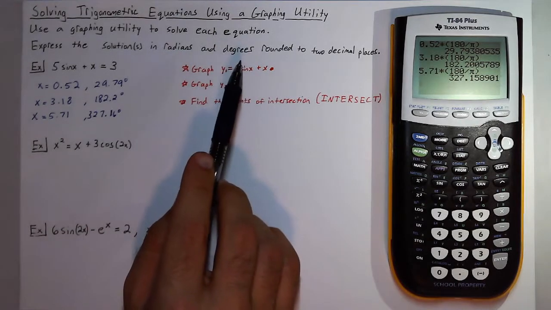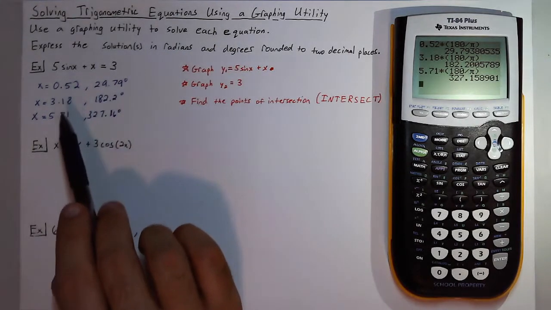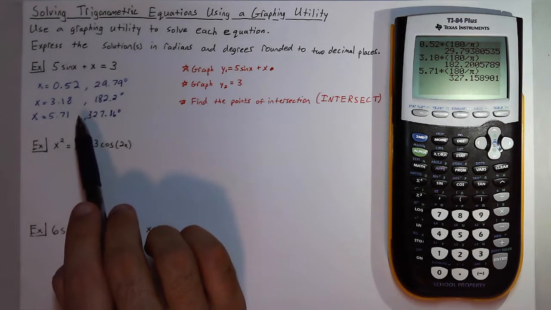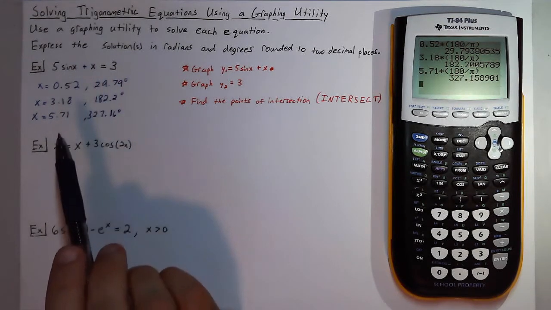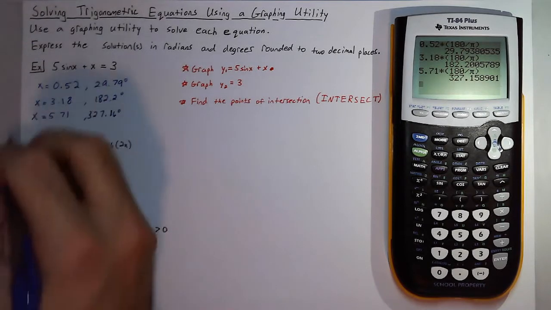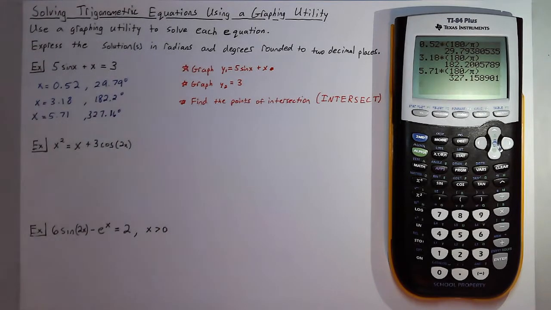In most cases, this will just be expressed in radians in most applications, but it's good to know how you can move between the two in case x is representing an angle. And those will be all my solutions. So let's try the next one out.